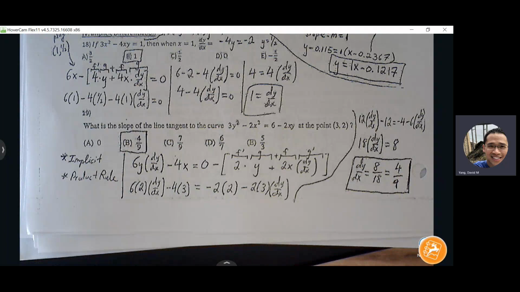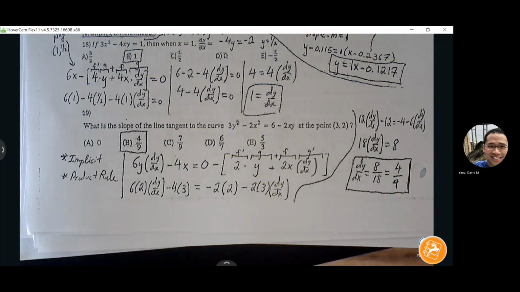Any other questions, page 1 through 4? Okay, let's continue through page 5.